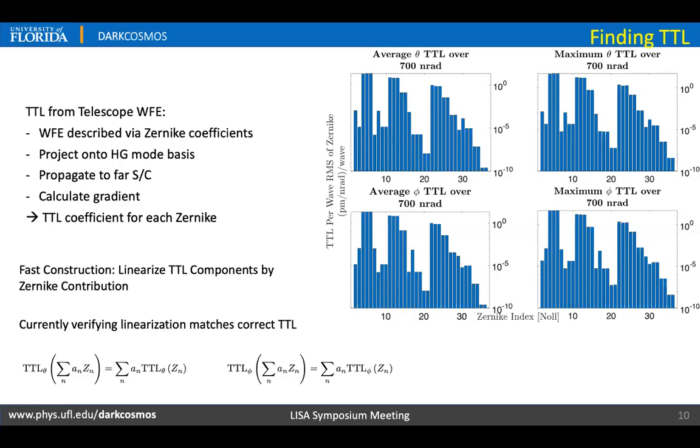To the right, we see the magnitude of the coupling between various Zernikes in our wavefront error to the theta and phi tilt-to-length couplings. We see both the average couplings and the maximum couplings within a 700 nanoradian cone of the far field to account for spacecraft spatial and pointing offsets, organized by the index of Zernike coefficient in the null indexing scheme. With linearized components of the gradient, we can quickly recover the tilt-to-length associated with any map. We're currently in the process of verifying that this actually produces the correct tilt-to-length couplings.